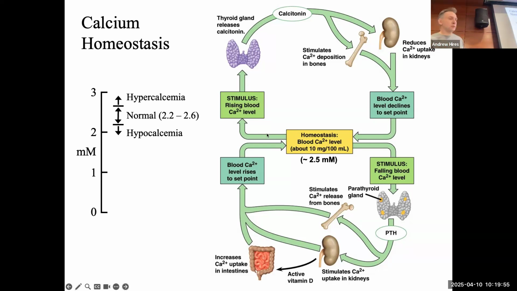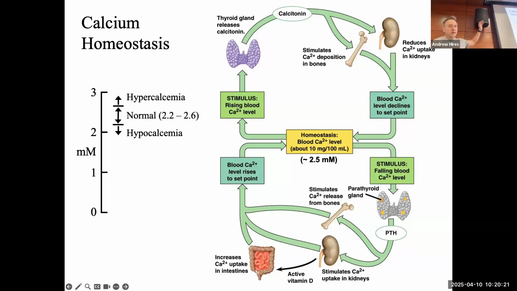To counteract that, if we have too high calcium levels, the thyroid gland is going to release calcitonin. Calcitonin is going to cause the osteoblasts of the bones to deposit that calcium onto the bones. It also is going to reduce calcium uptake in the kidneys, and that'll bring us back into line.